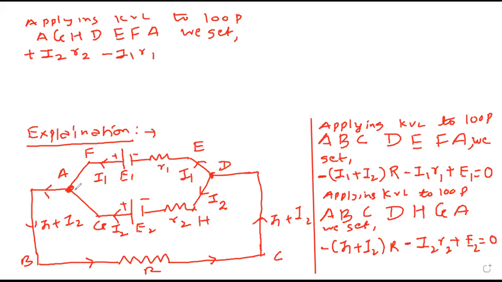A to G any battery? No. G to H any battery? Yes, E2. Plus to minus is minus E2. Then minus to plus when I go G to H, H to D, D to E, E to F, minus to plus, plus E1 equal to this. Clear now? Draw the diagram. Write the 3 Kirchhoff's voltage law equations.